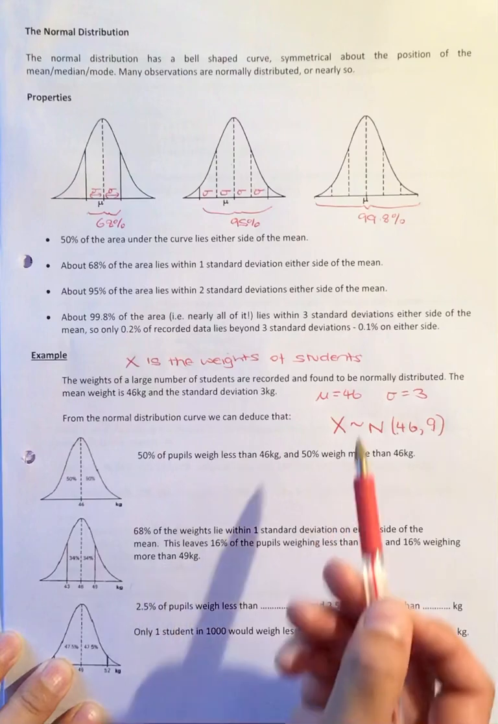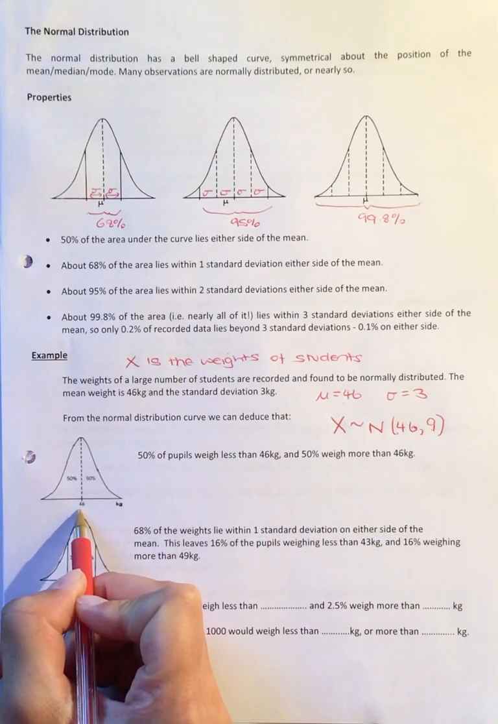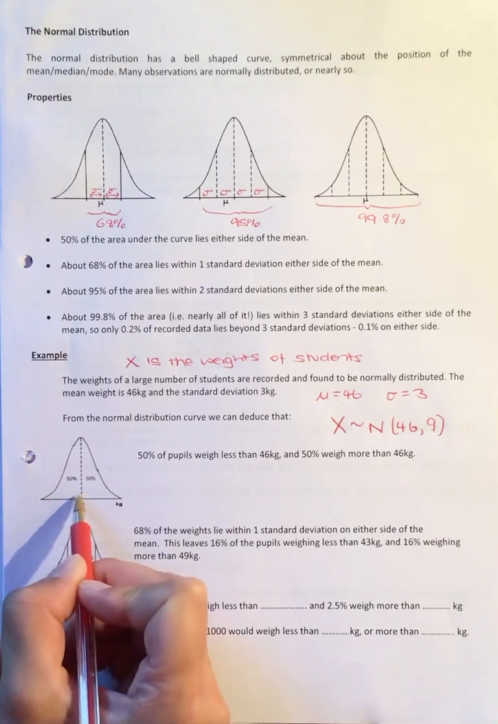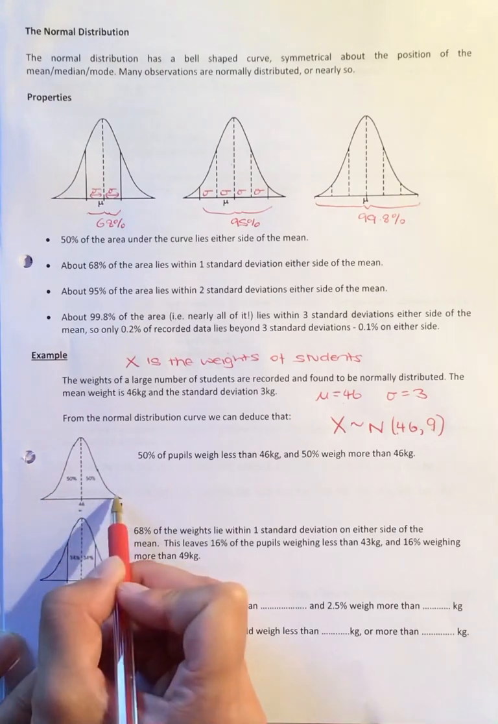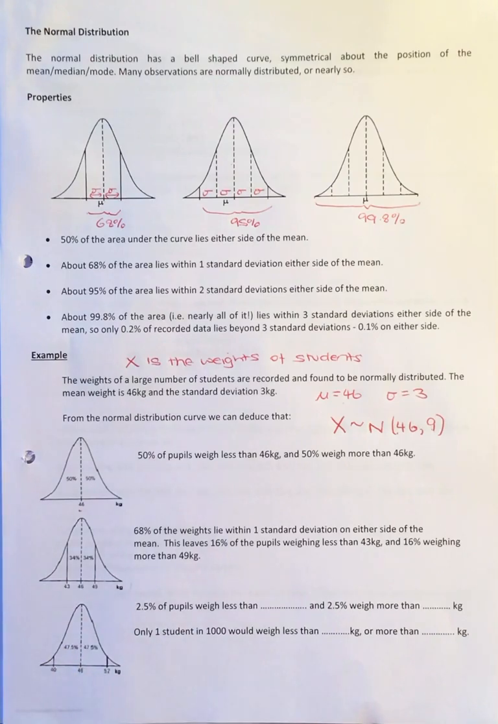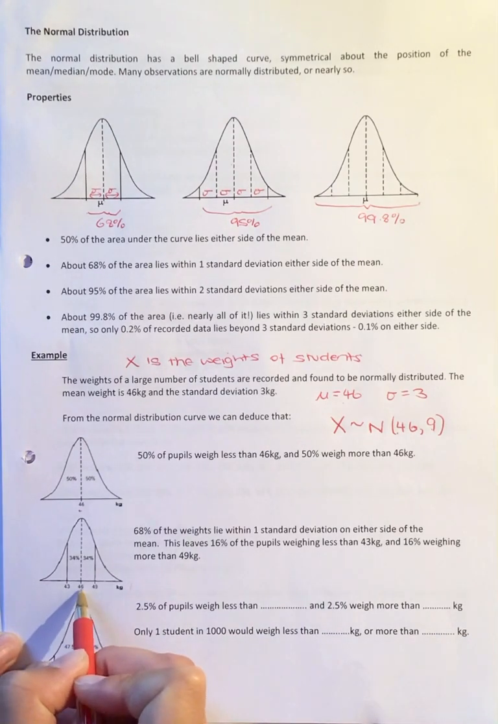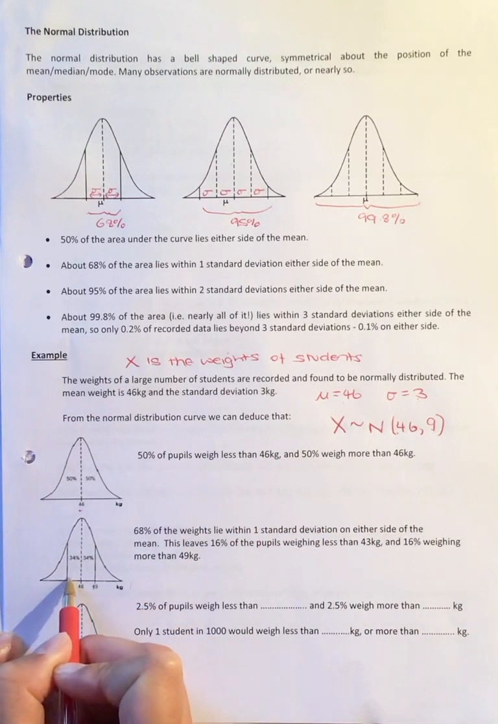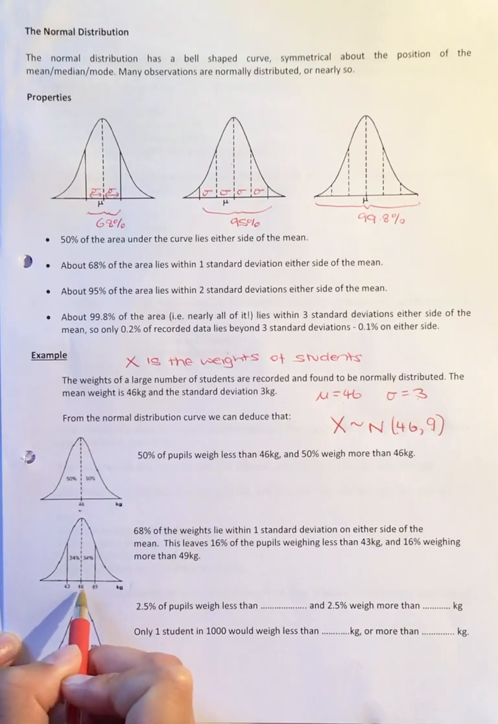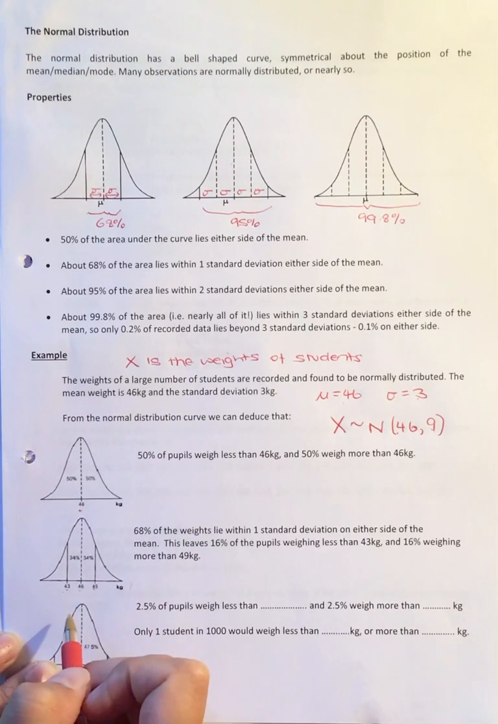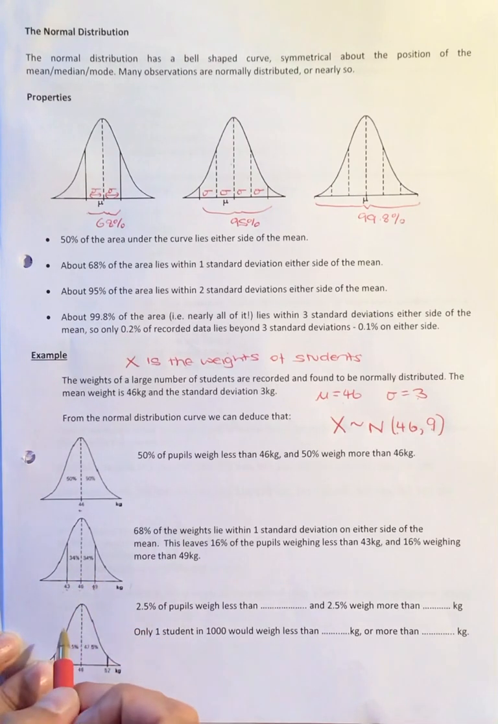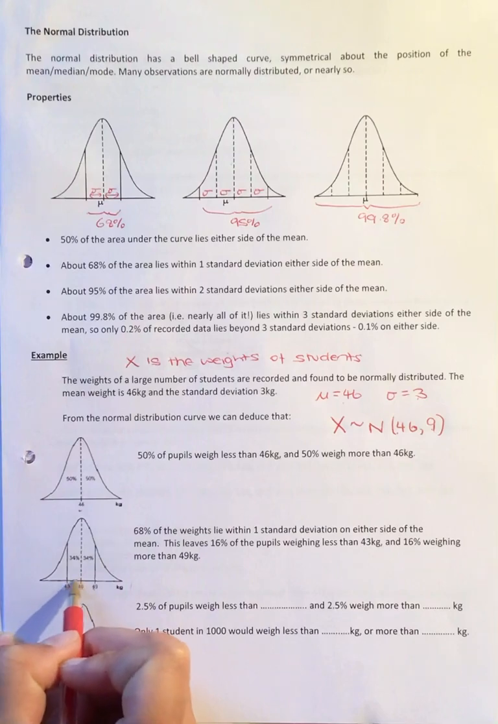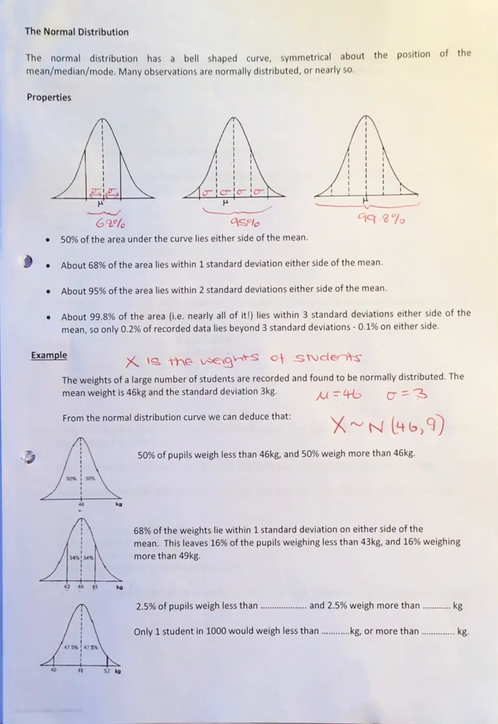So if we know that our mean is 46, then half of our pupils will weigh less than 46 and half will weigh more than 46 because of the symmetry. And we know if we add 1 standard deviation, so we add 3 to our mean and we take 3 away from our mean, we know that 68% of our pupils will weigh between 43 and 49 kilograms, and they will be evenly distributed to the left and the right of the mean. So we'll have 34% of pupils between 43 and 46 kilograms and 34% of pupils between 46 and 49 kilograms.